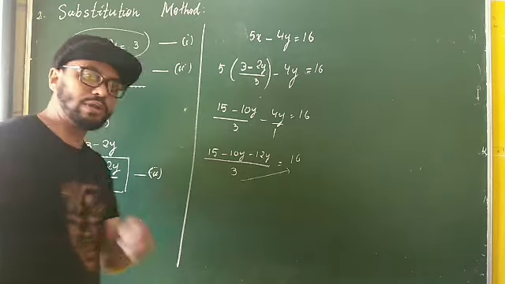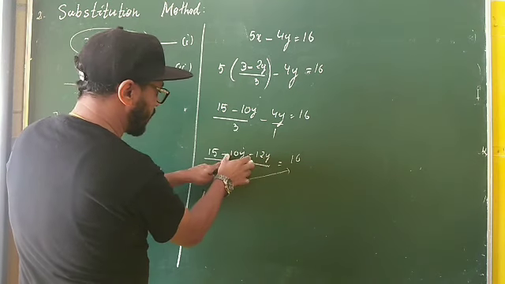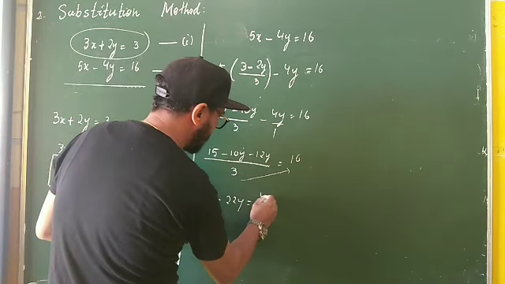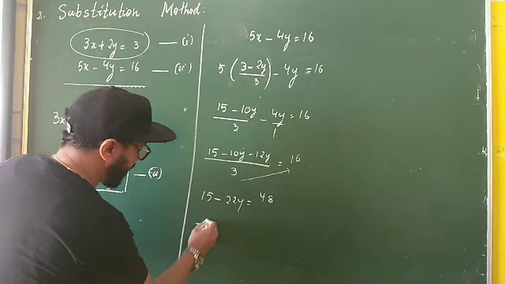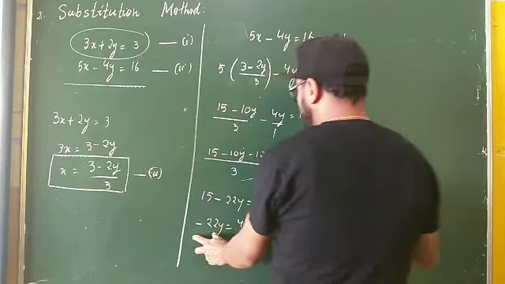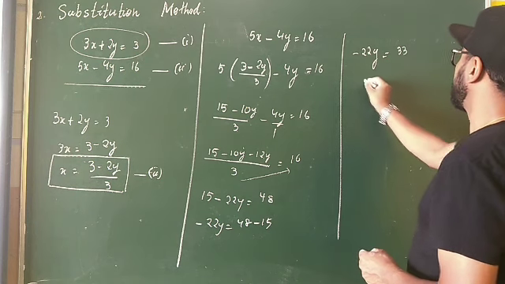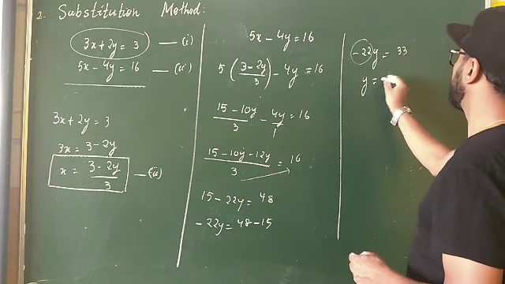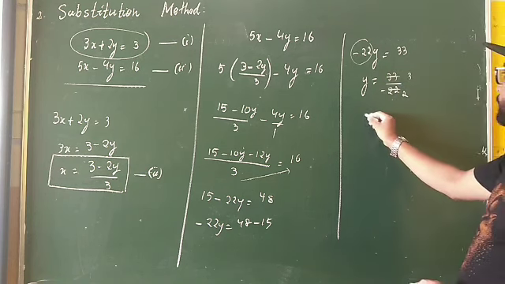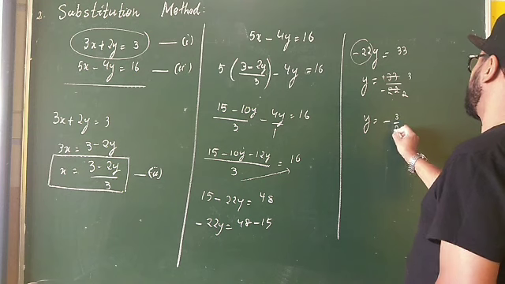Now let's cross multiply. The calculation will remain the same. So 15 minus 10y and minus 12y, we can add these two. So this will be minus 22y is equal to 48 minus 15. So this will be minus 22y is equal to 33. We are finding y, so where will this minus 22 go? It will go down. 11 twos are 22, 11 threes are 33. So y is equal to, now this is plus and minus, so plus into minus is minus. Very good. So y is minus 3 by 2.